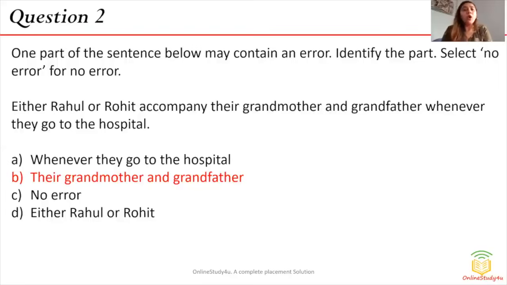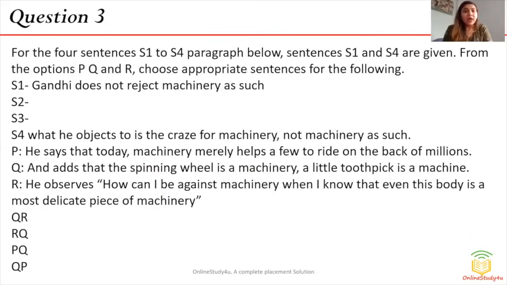Either Rahul or Rohit accompany his grandmother and grandfather whenever they go to the hospital. So the error lies in part B, which is "their grandmother and grandfather." "Their" has to be replaced with "his." With this, we move to question 3, which is of a similar format to question 1.